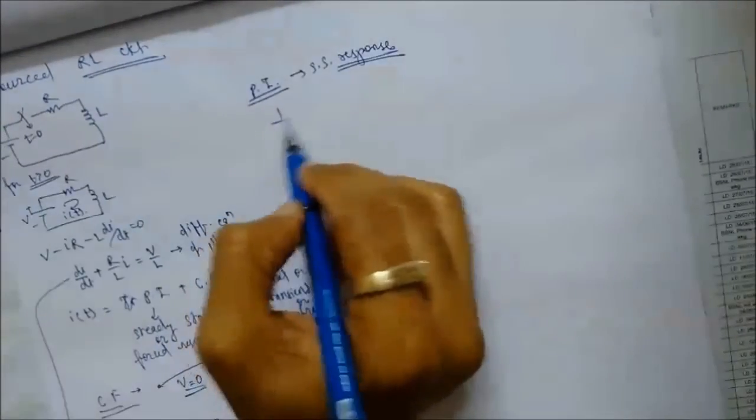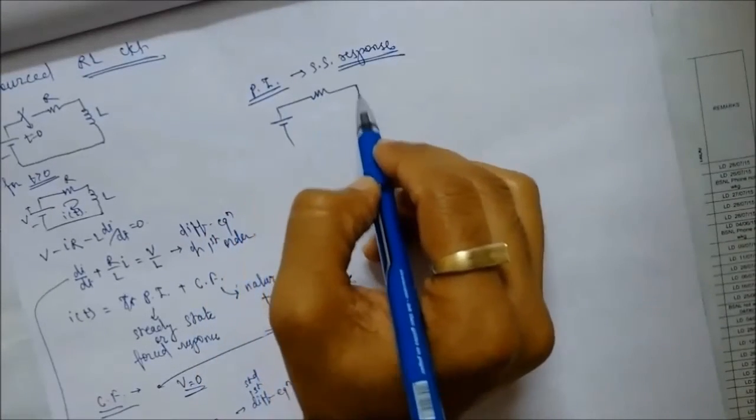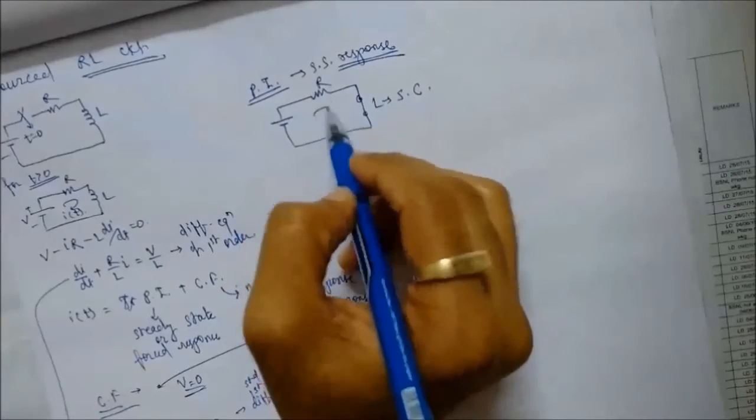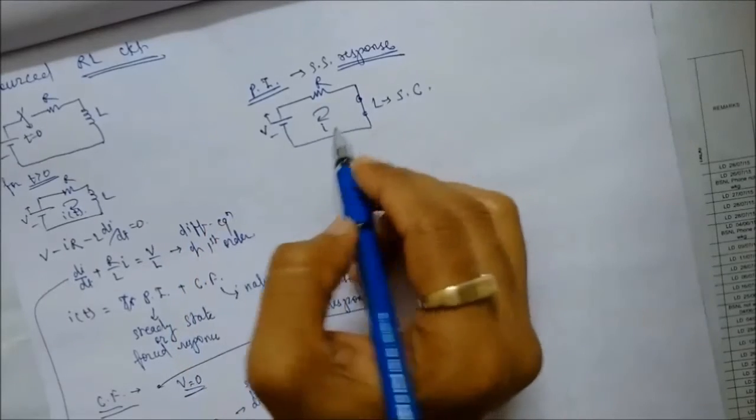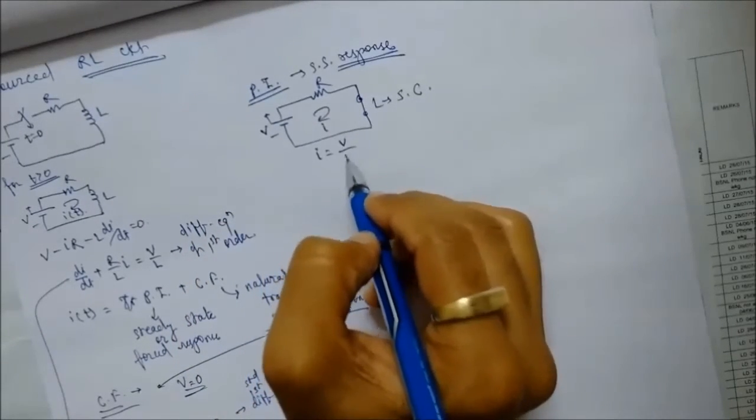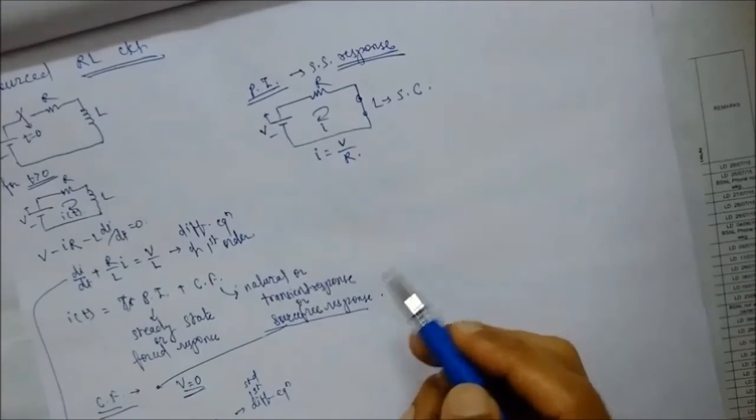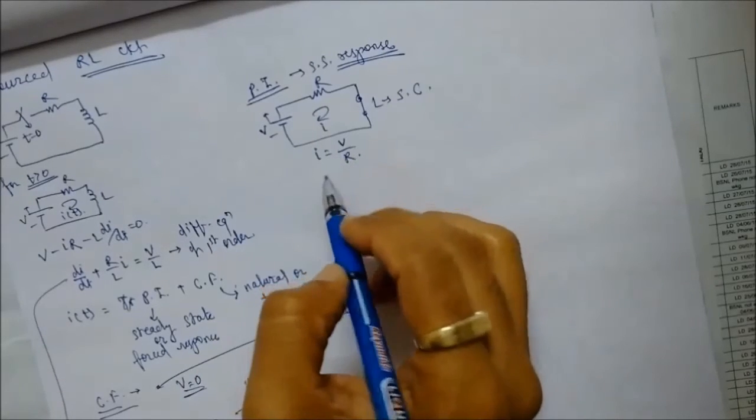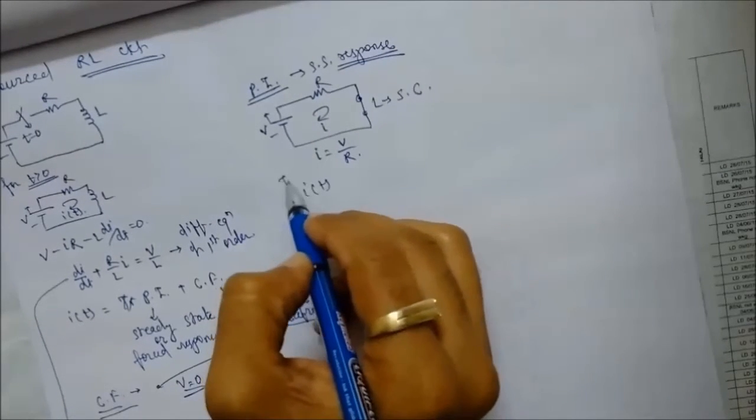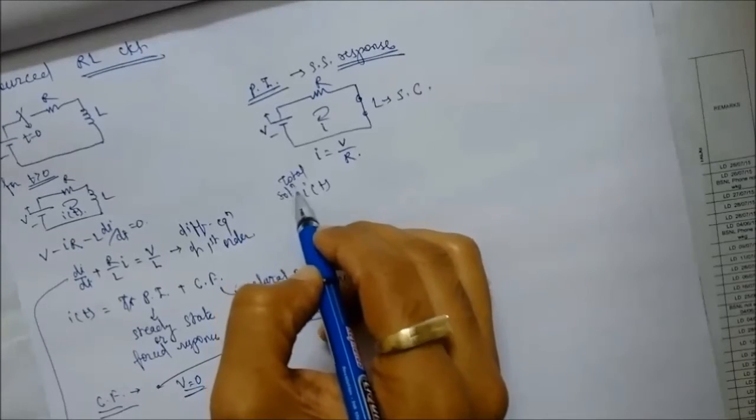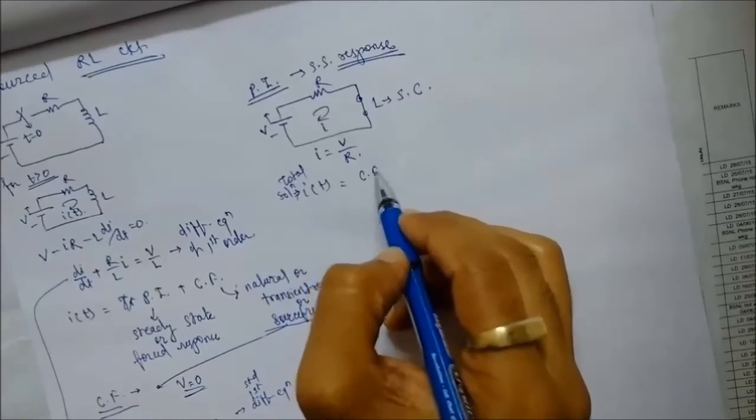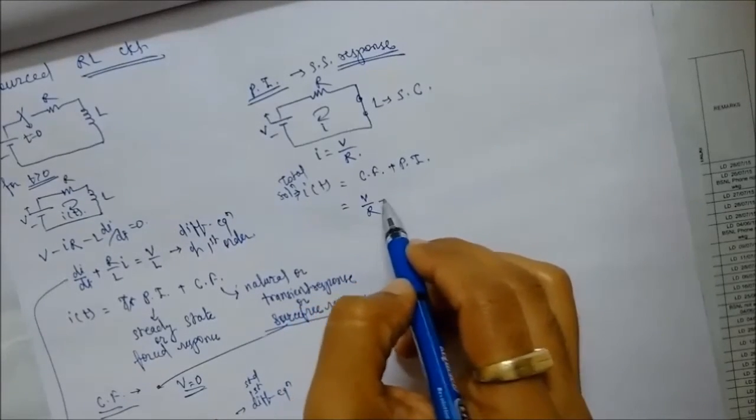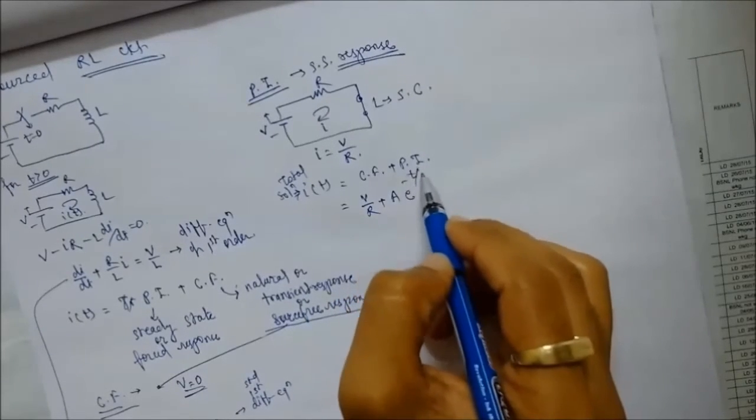We can redraw the circuit for the steady state condition. We have already seen that an inductor acts as a short circuit in steady state. So what is the value of i in steady state? It is nothing but equal to V by R. So the complete solution is given as CF plus PI, that is equal to V upon R plus A e to the power minus t upon L by R.